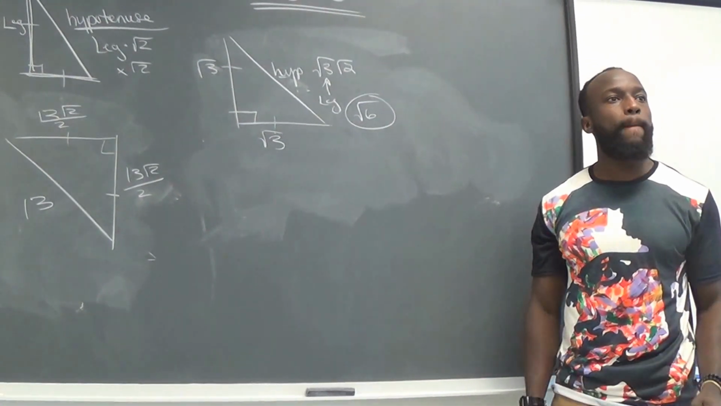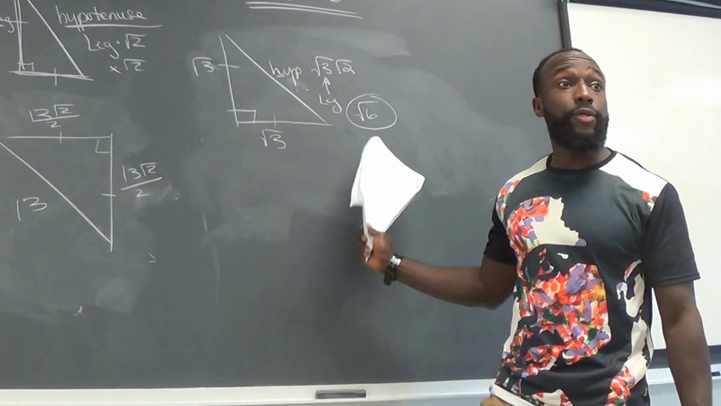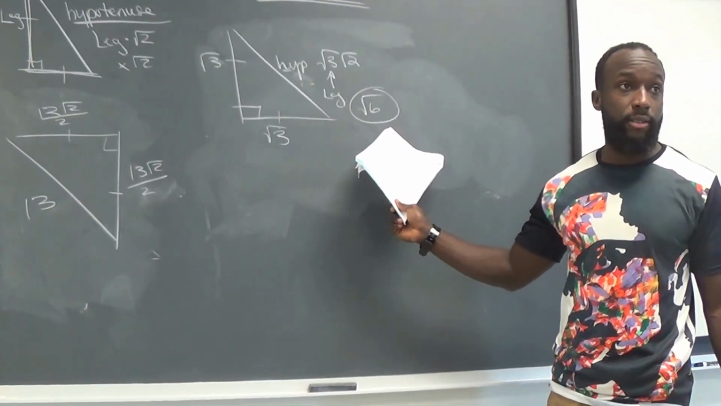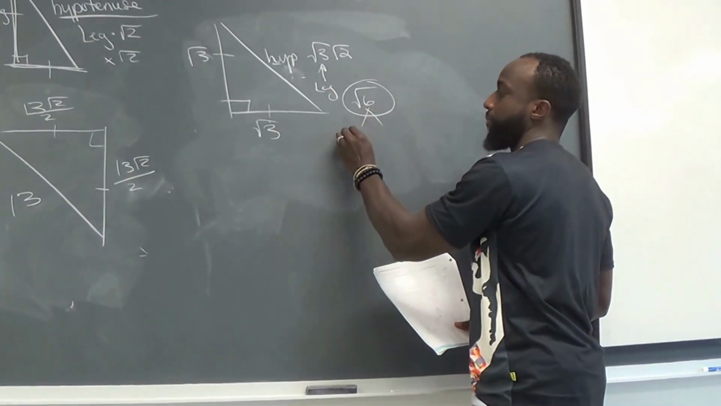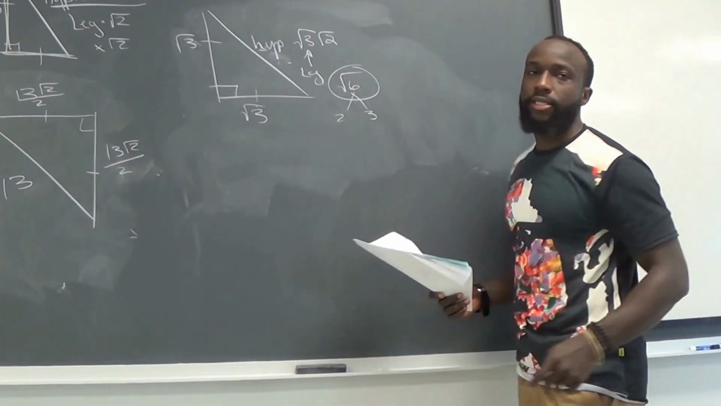Would it be wrong if you... this one? Can you reduce or simplify this? Let's look at it. 6 can break up to be 2 and 3. Oh wait, no. We don't have any pairs, so it'll just be the square root of 6.